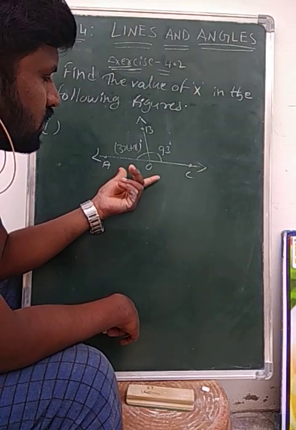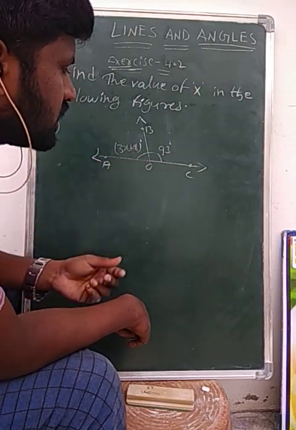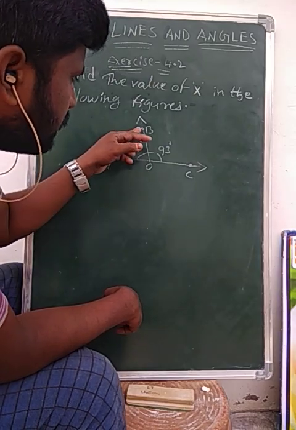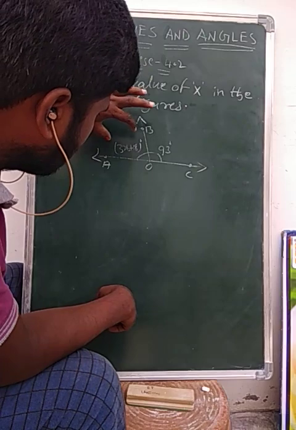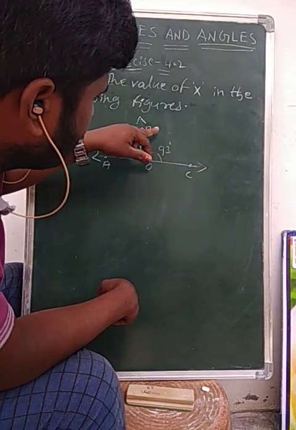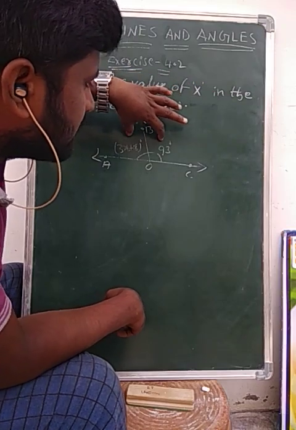You just observe the figure now. These two are adjacent angles. Angle AOB means this angle, and angle COB, this angle. These two angles are adjacent angles.